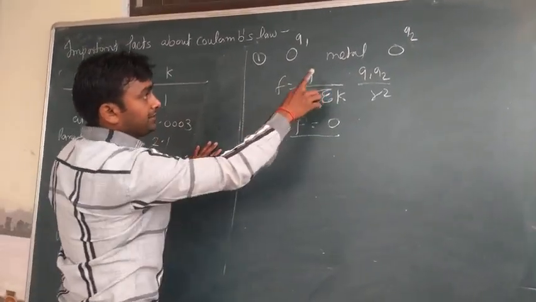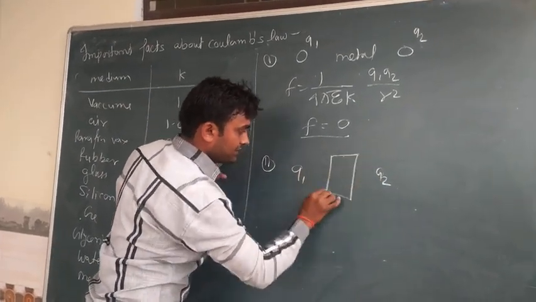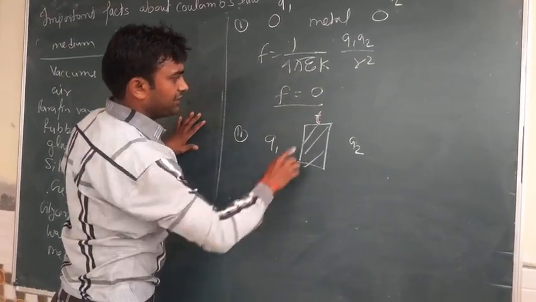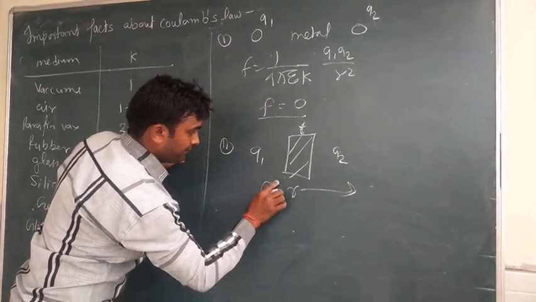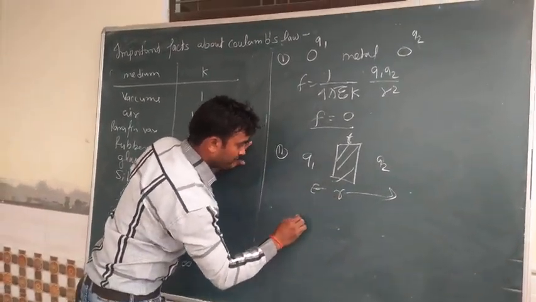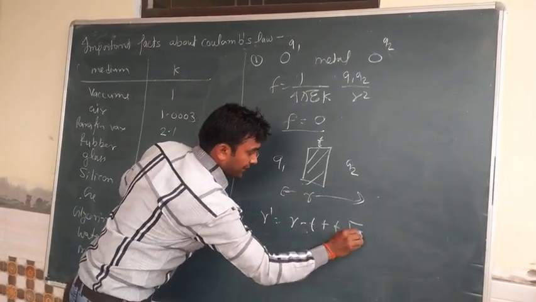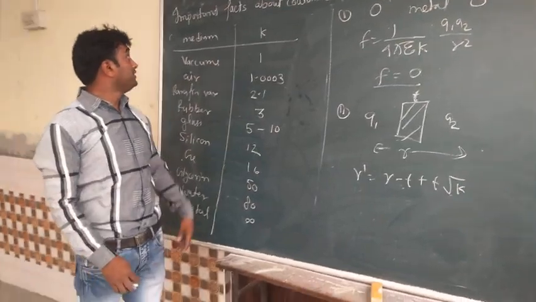If the space between Q1 and Q2 is filled with some type of material having thickness t, then the effective distance between the charged particles will reduce to r dash, that is r minus t plus t root K. That's all about the important facts of Coulomb's law.